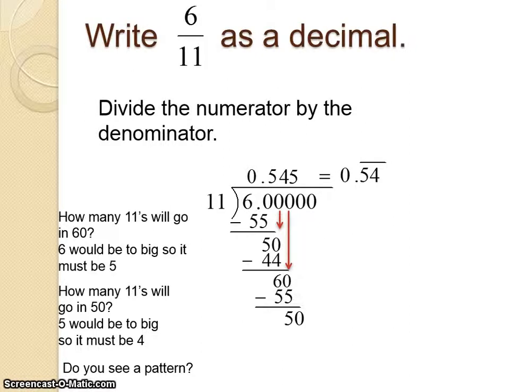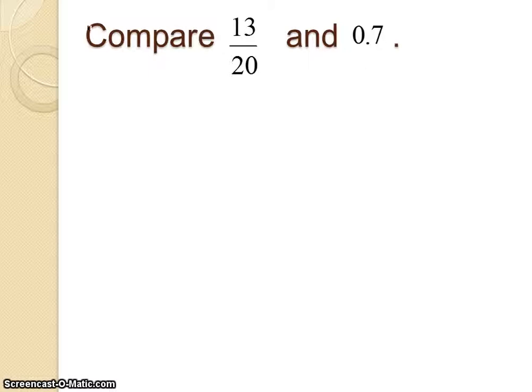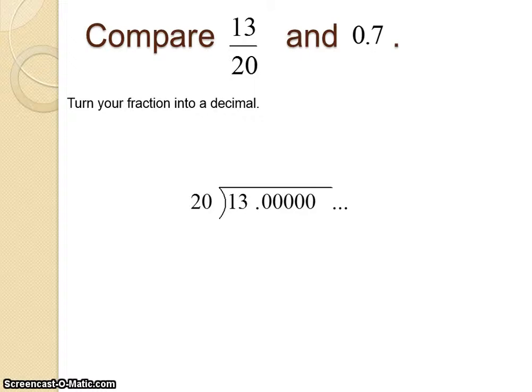You'll work these until they either zero out, until a pattern shows up, or until you have a 0 as a remainder. Now there's one more type of problem that you'll see in your assignment today, and that's when you change a decimal to a fraction, and you have a fraction and a decimal to compare. So let's turn the fraction to a decimal.